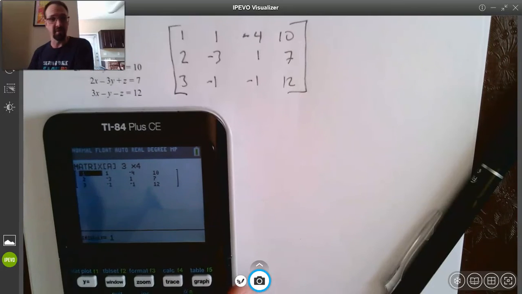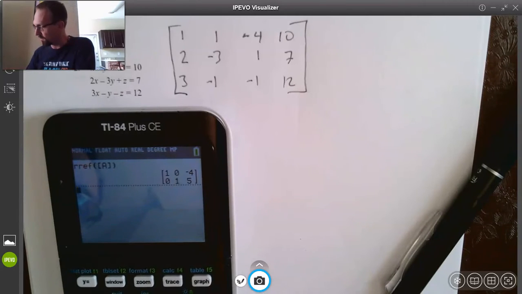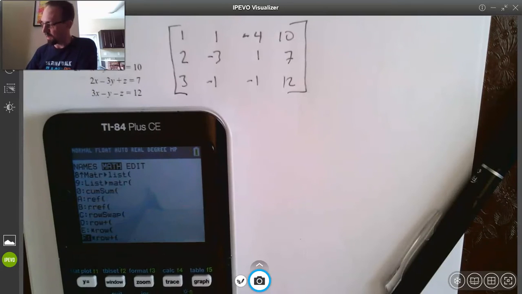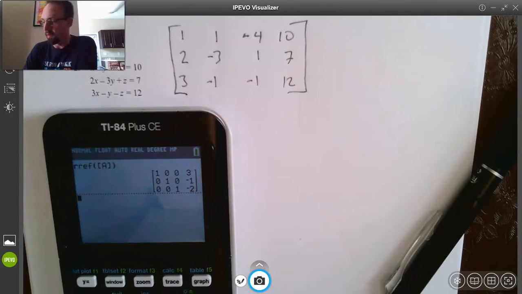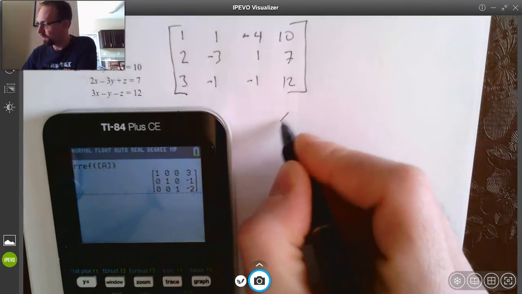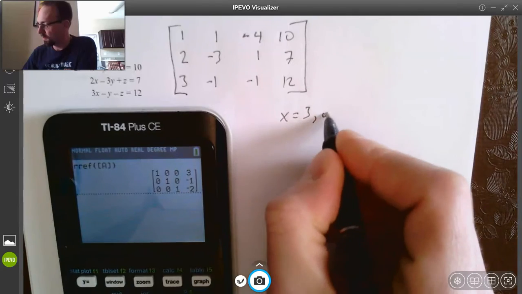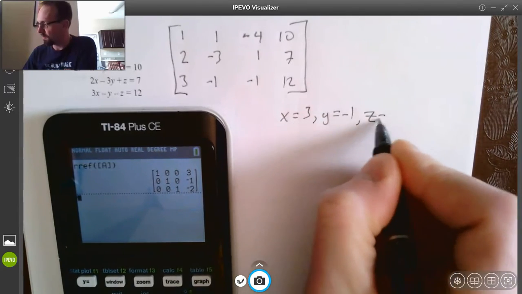As you saw, making one mistake would obviously change my solution. So I can quit. Now, again, going back in, second matrix, math, reduced row echelon form, and then matrix A. And this gives me my solution. This is your x, y, and z value. So x equals 3, y equals negative 1, z equals negative 2.